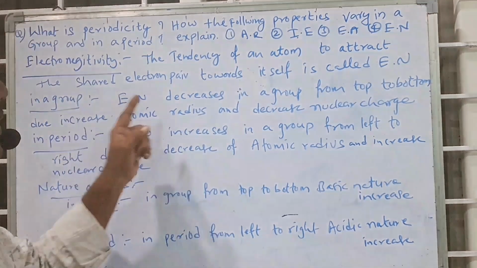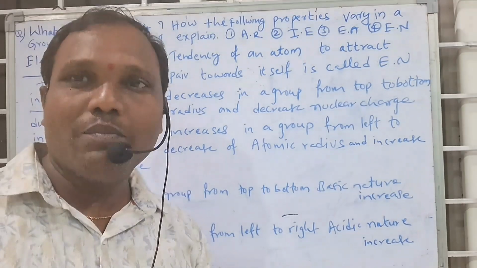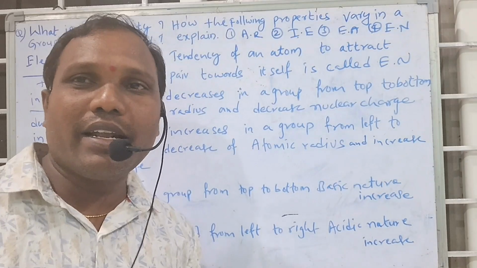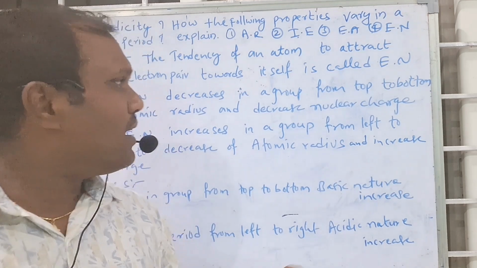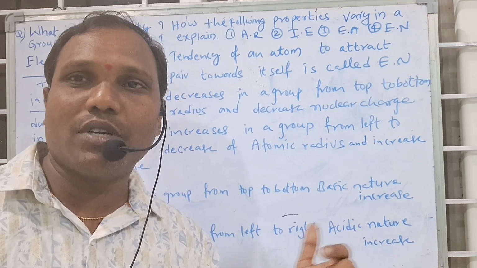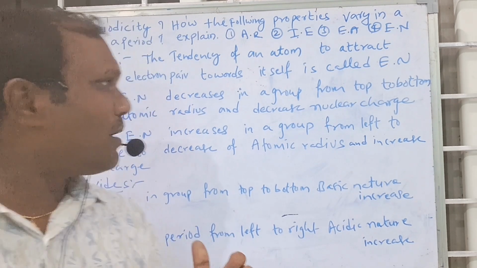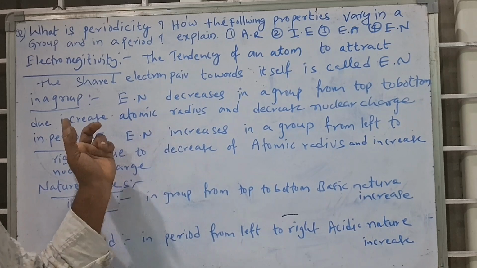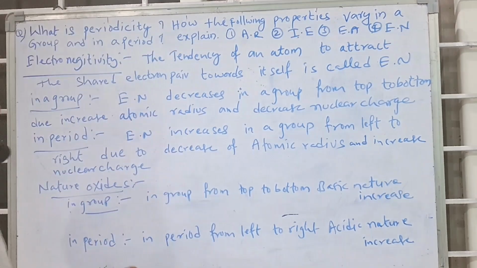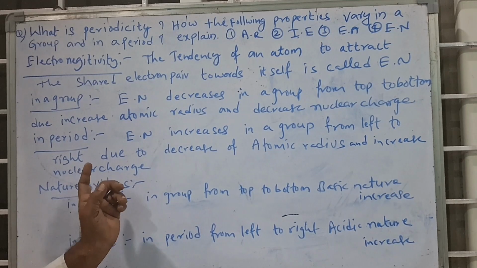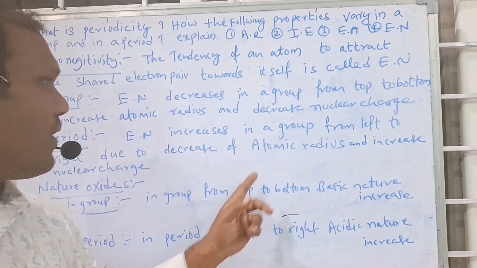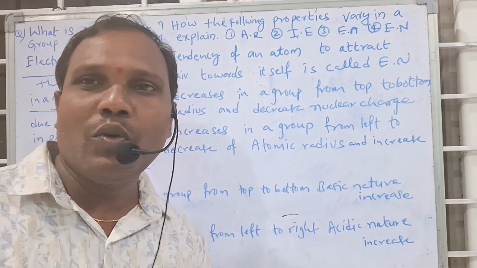Electronegativity in groups from top to bottom decreases due to increasing atomic radius and decreasing nuclear charge. Electronegativity is also inversely proportional to atomic radius. Atomic radius increases, that's why electronegativity decreases. In periods from left to right, electronegativity increases due to decreasing atomic radius and increasing nuclear charge.